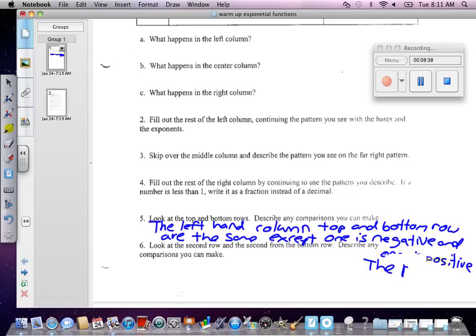The right column, the bottom is the reciprocal of the top.